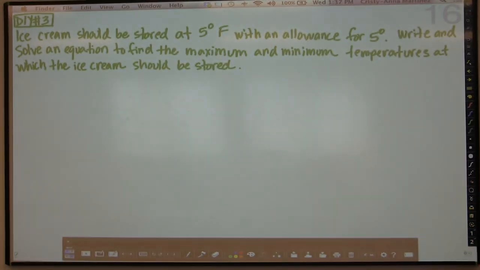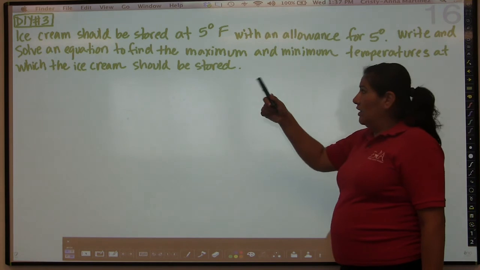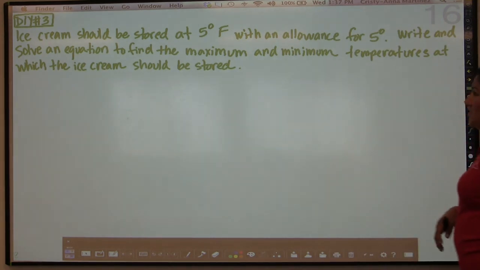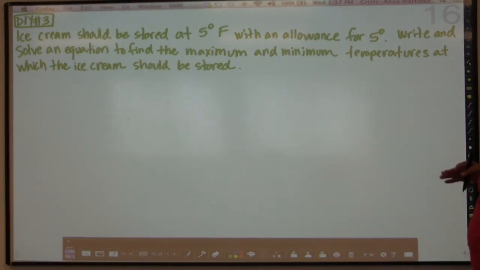Okay? So, in example, or do yourself number 3, you have an opportunity to do the same thing. Find the center, find the tolerance, and then write your equation. And again, it does say write and solve an equation to find the maximum. So if you just do mental math, it's not going to be enough to get full credit. You need to make sure that you write the equation and solve the equation using the 2 cases.